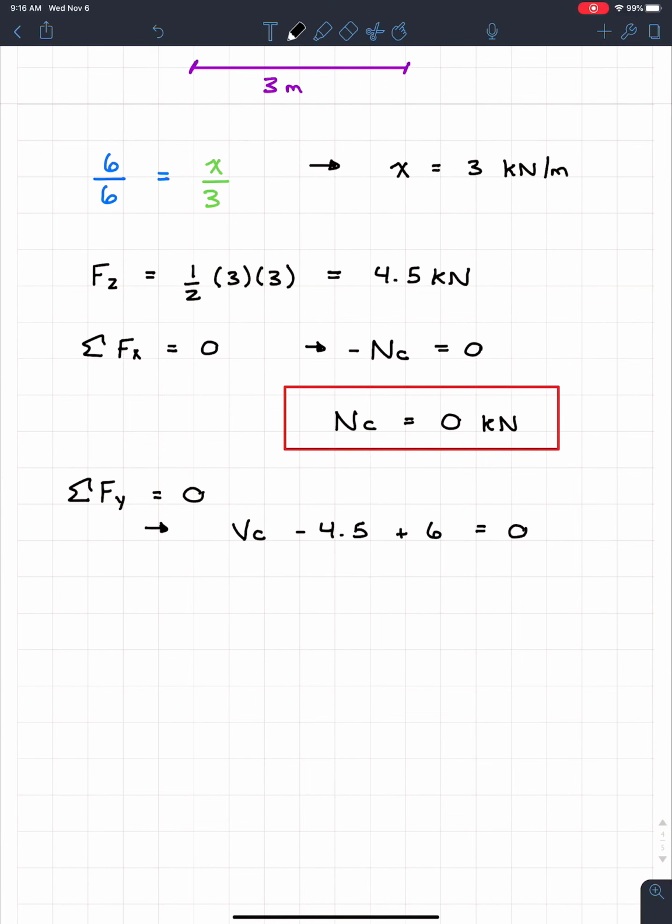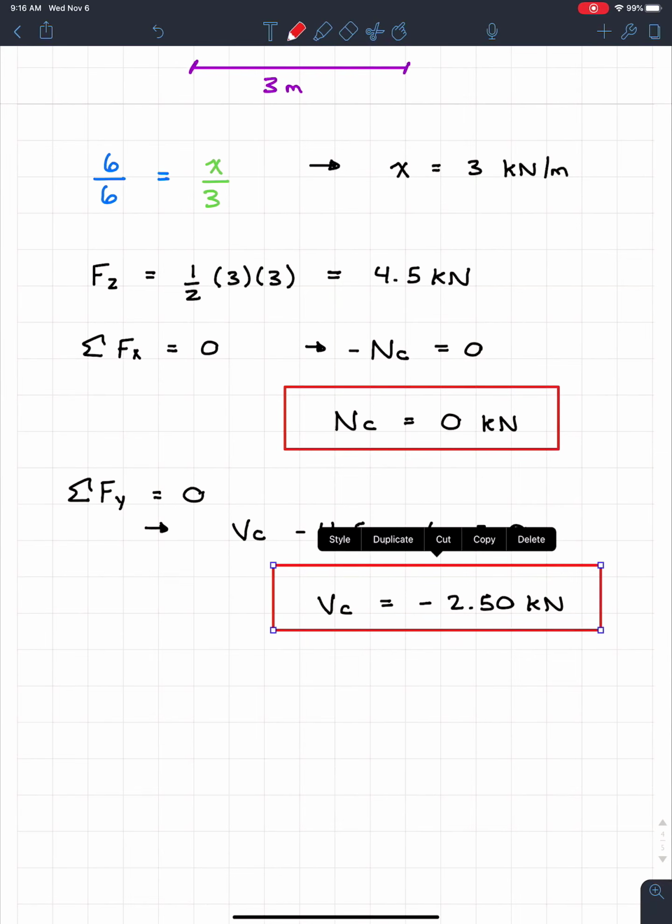So solving for this, I get my VC is equal to, and we move the 6 to the other side, the 4.5, we get VC is equal to negative 2.50 kilonewtons. And this is where I said it'll start confusing you guys, because typically when you have a negative answer, you have to change it. If it's a support reaction, you just change the arrow to go the other way. If it's a truss member, you say it's in compression.